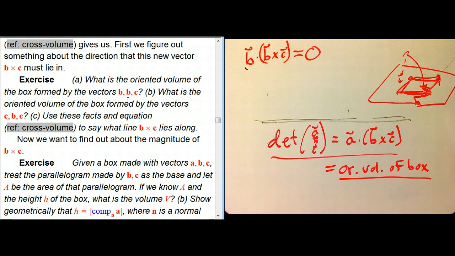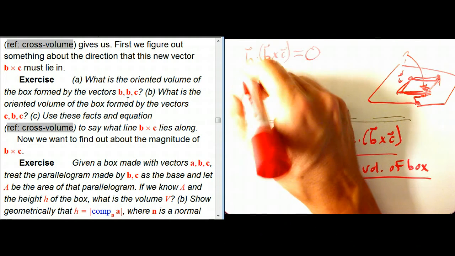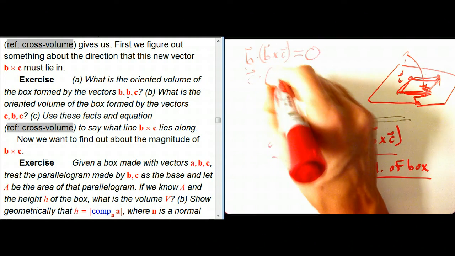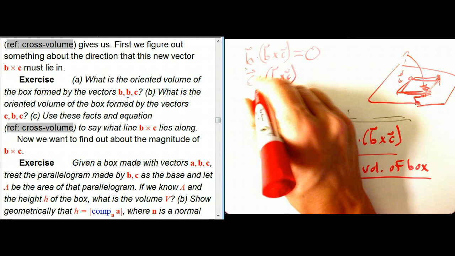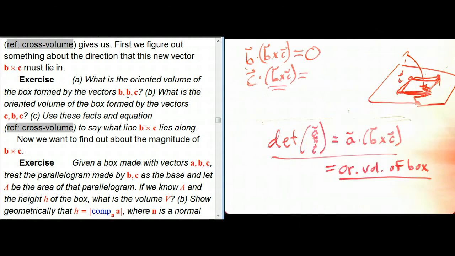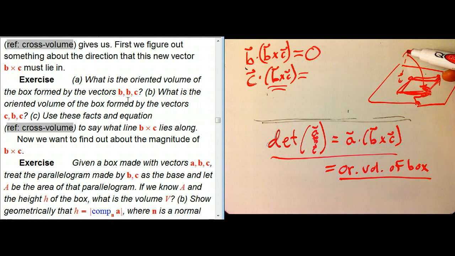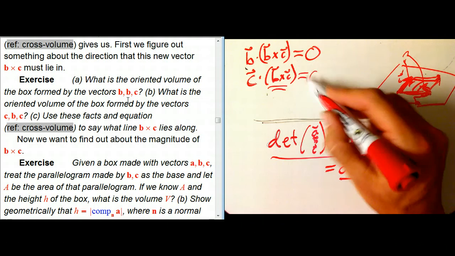Okay. Now what about if you take the oriented volume of the box formed by the vectors C, B, and C? Well, that's supposed to be this vector, which we're still trying to understand better. And now, instead of A going up in this direction, it has folded down and become C. They're still all coplanar. That should still have 0 volume.